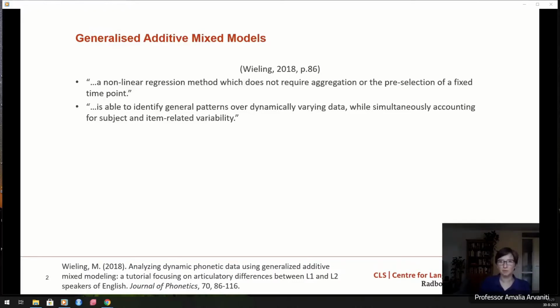Okay, so here we have a quote from Wieling: a non-linear regression model which does not require aggregation or the pre-selection of a fixed time point, and it is able to identify general patterns over dynamically varying data while simultaneously accounting for subject and item-related variability. So in our case, this is actually quite complementary to look at the FPCA and the GAMs together with our Greek data set.